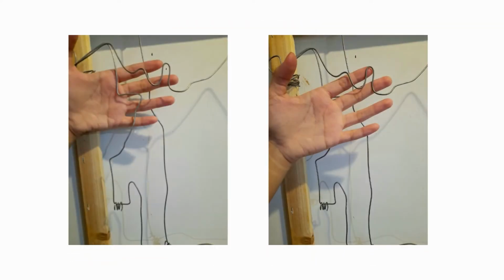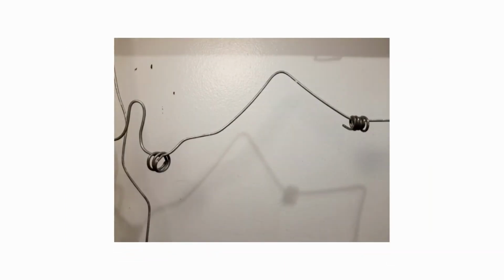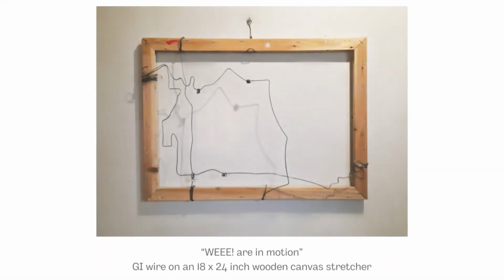So the wires aren't really attached together. They're attached on the board, but they're not attached to each other, because if I had attached them, it would prevent the wire loops from successfully moving all around. It would prevent these things from moving all over the place. After that, I hung the piece onto a white wall, and that's basically it. So that's my work. It's called We Are in Motion.